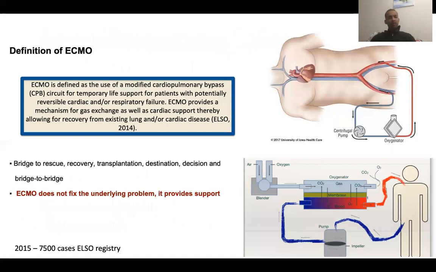So what is the definition of ECMO? It's defined as the use of a modified cardiopulmonary bypass circuit for temporary life support for patients with potentially reversible cardiac and or respiratory failure. ECMO provides a mechanism for gas exchange as well as cardiac support, thereby allowing for recovery from existing lung or cardiac disease, as per the 2014 definition.